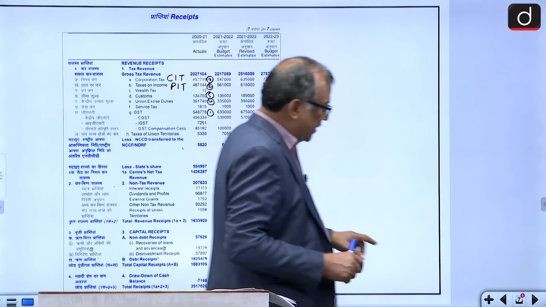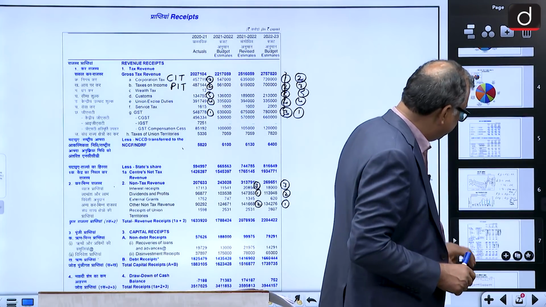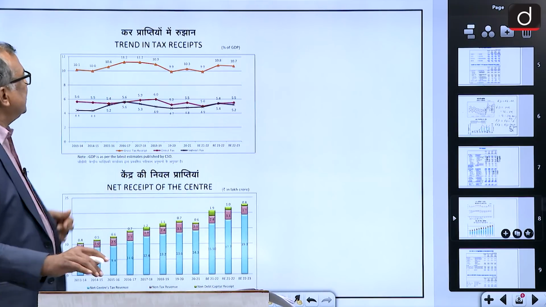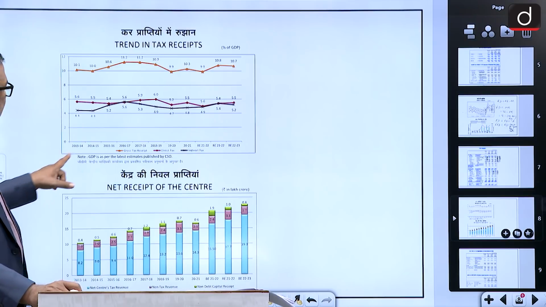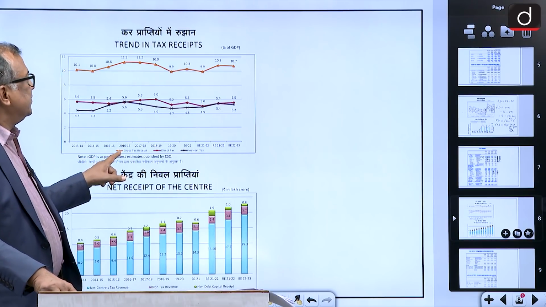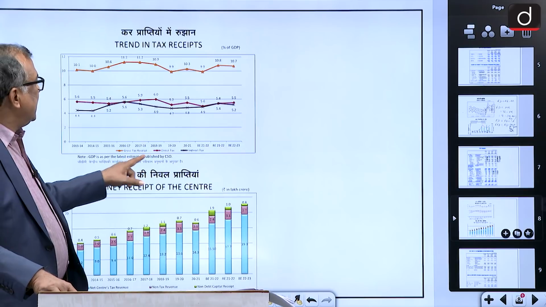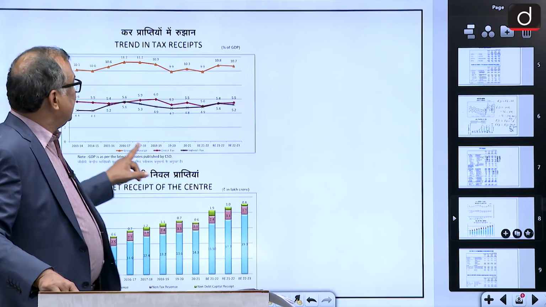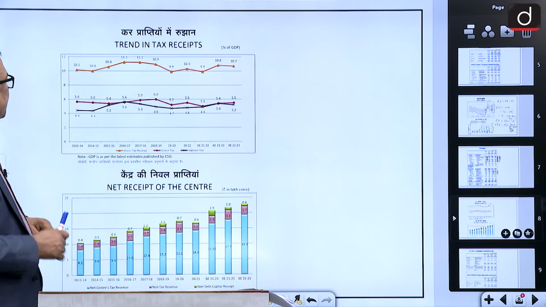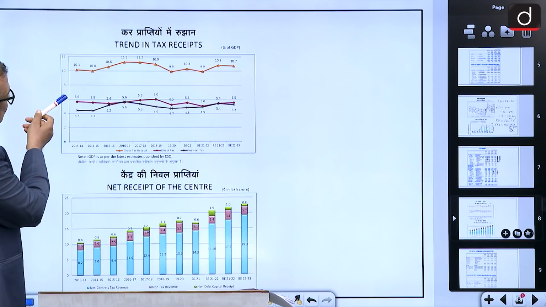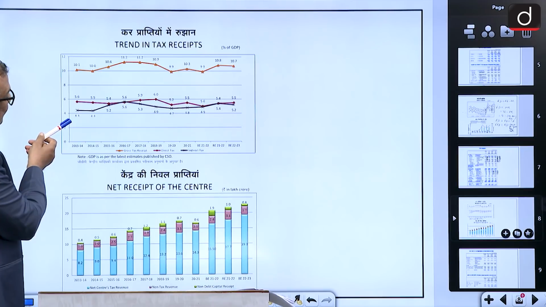Now let us look at another trend line. Trends in tax receipts. You can see that this orange line is gross tax receipt. This red line is direct tax, and the maroon or black line is indirect tax. In 13-14, the red line, direct tax, was bigger than the black line, which is indirect tax.